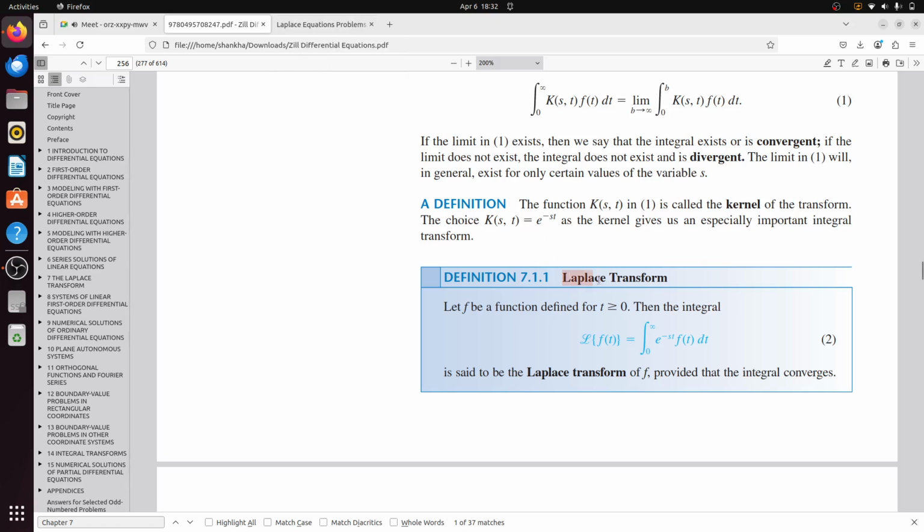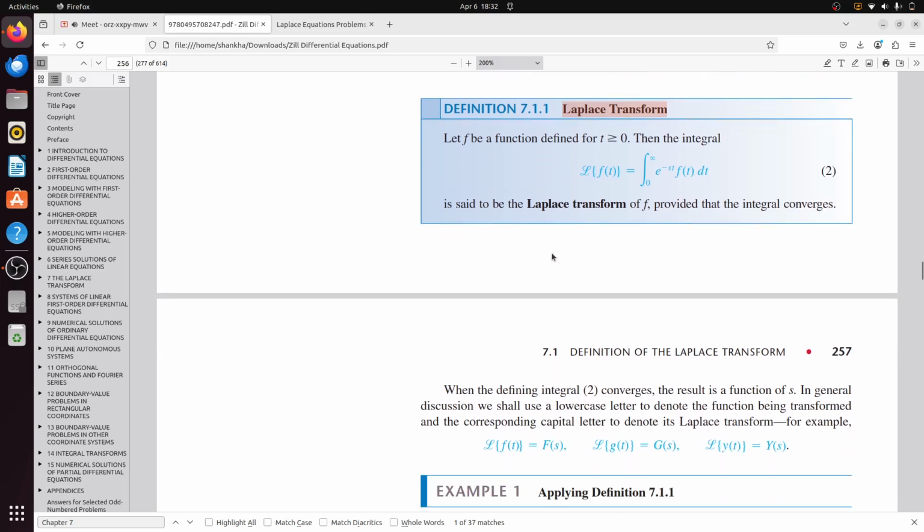Okay, now the Laplace transformation, the definition is like that. Let f be a function defined for t greater than or equal to 0. Then the integral from 0 to infinity of e to the power minus st times f(t) dt is said to be the Laplace transformation of f, provided that the integral converges.